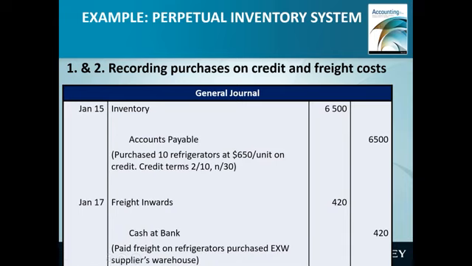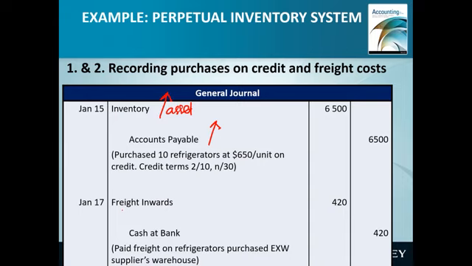Okay, so what are the journal entries? If you purchase the items, we are not going to record purchases. We're going to debit inventories. Inventory increases and accounts payable increases. When you purchase inventories, this inventory is your asset. Inventory increases, and accounts payable, a liability, also increases. If you pay by cash, then your cash will reduce. So this is the journal entry for purchases.